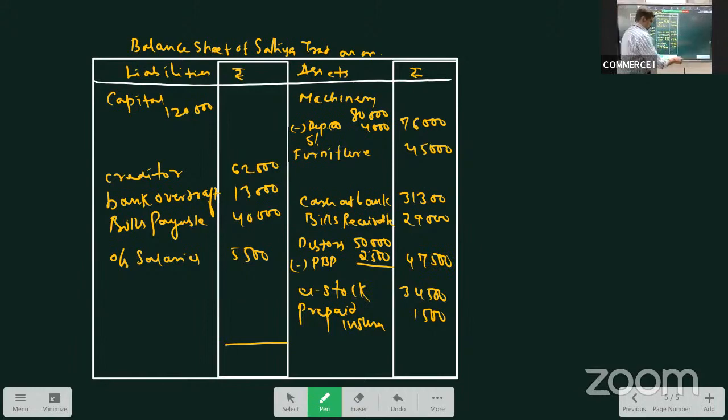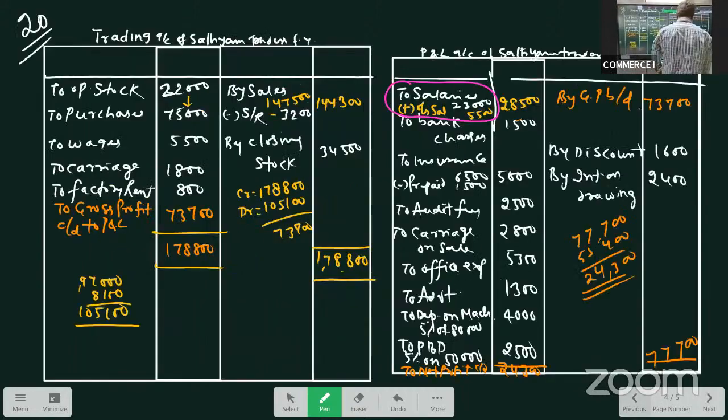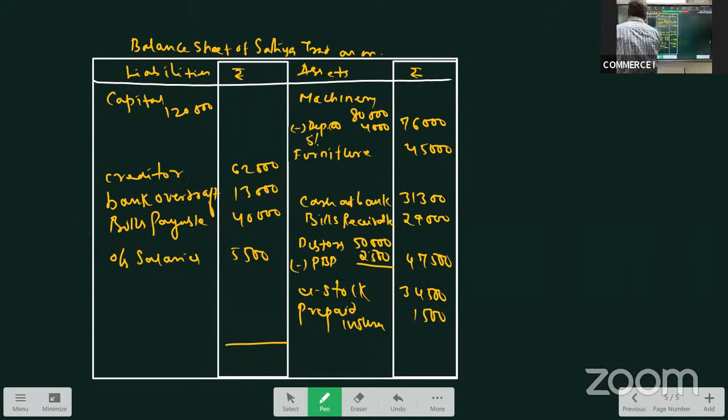And now we have to take net profit from our P&L account, which was 24,300. That net profit will add here. 24,300. So 1,44,300. See what is the total? 144,300 plus 62, it's 2,06, 219, 259,800, 264,800. Yes, it is correct. It is 264,800 on the liability side.